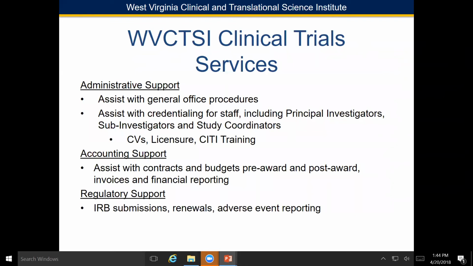And then regulatory support. Michelle is here, and she is our regulatory person that can assist with IRB submissions, renewals, and adverse event reporting.